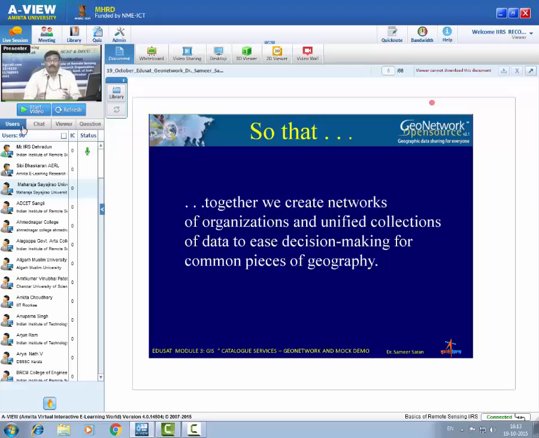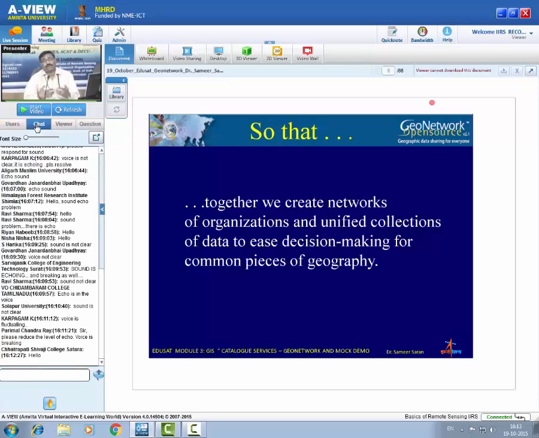So together, with the help of the organization, with the help of the stakeholder, with the help of an individual, we can create the network of organizations and unified collection of data to ease decision making for common pieces of geography. What I mean to say is that if there are organizations who are providing the base theme data, why should I generate the data again and again? So the basic objective is that the redundancy of the data will be totally removed, and also the authentic information will come to the user. So that is the most important point.